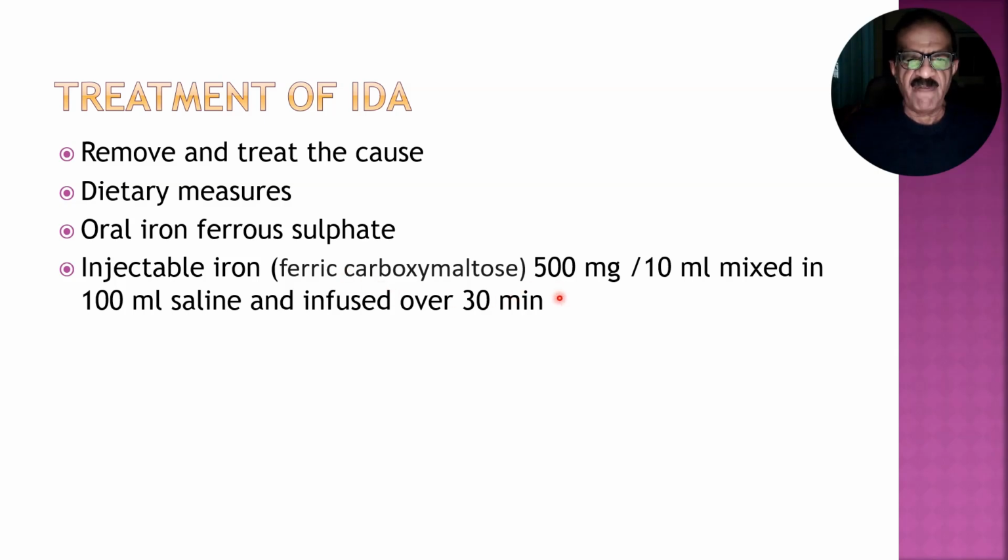This comes in a 500 milligram in 10 ml preparation. It is to be mixed in normal saline, about 100 ml saline, and infused over half an hour. And one infusion can give you 2.5 gram of hemoglobin. So depending upon the patient's HB, you could make a calculation; 2 or 3 infusions of this ferric carboxymaltose will correct anemia. So this will be a solution for those who cannot tolerate oral iron or who are unable to adhere to long-term therapy.